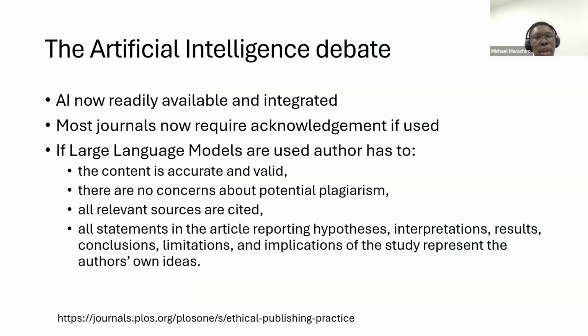And now, as you all know, we have artificial intelligence. It's available. It's actually integrated into many tools; PowerPoint has AI built in to help you write. So most journals now will ask you if you used it, to acknowledge it. And in general, if you've used large language models for any of your work, then usually you have to cross-check that the content is accurate, that there are no concerns about plagiarism, all sources are cited, and all statements in the article, reporting hypotheses, interpretations, results, conclusions, limitations, and implications of the study, actually represent the author's own ideas.